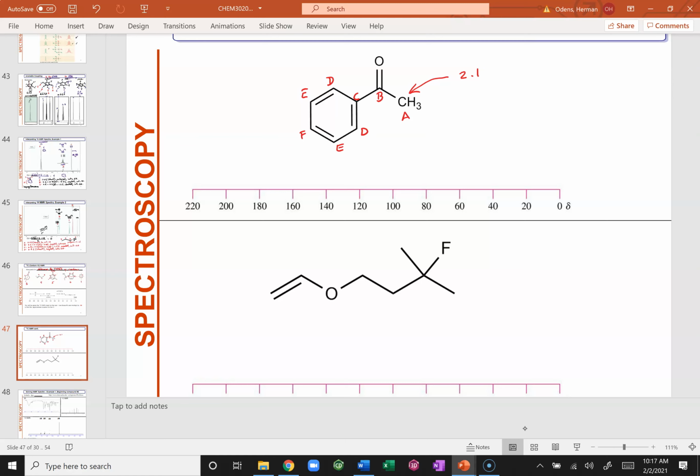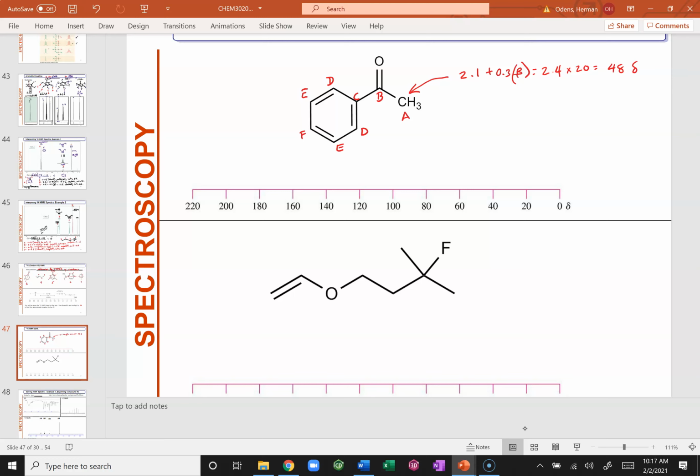So check this out. 2.1 plus what? Does this molecule have a beta group? Yeah. Which one is it? The phenyl. Yeah. Where the letter C is. So this will be a 0.3 because it has a beta group. So this total equals to what? 2.4. 2.4 times 20. It's 48 ppm. All right.